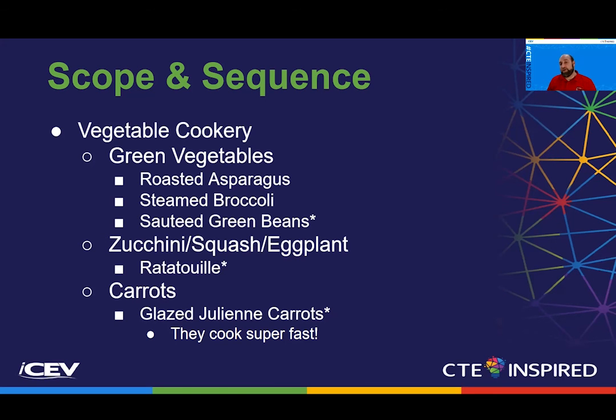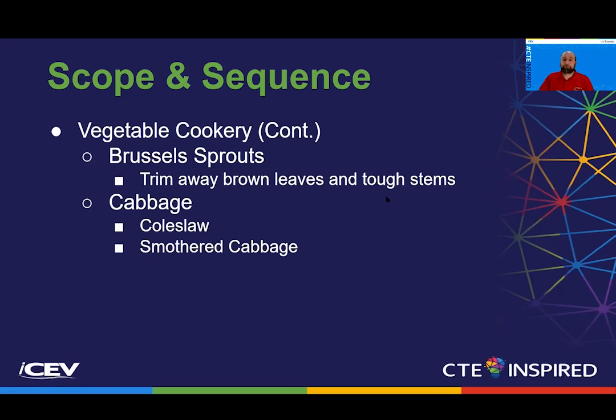We'll make ratatouille, so stewed vegetables of zucchini, squash, and eggplant. And then we'll make julienne carrots, which is a great way to reinforce some more knife skills, especially ones that they may be using in their ProStart and their SkillsUSA contests and FCCLA, because you should be somewhere around the springtime at this point.